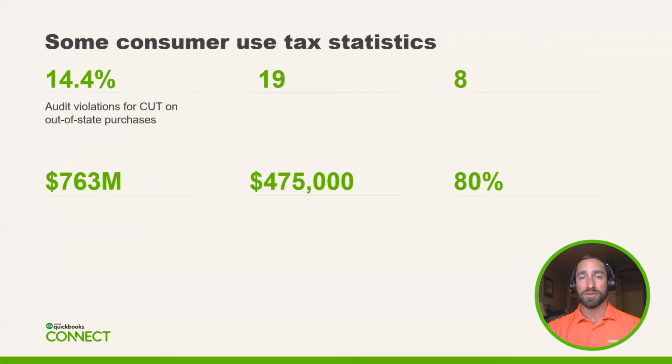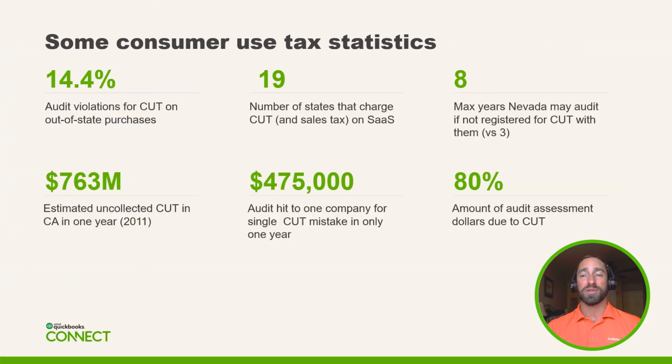And here's some really cool statistics. So let me get these all up on the screen here. So 80%, I always go to the last one, 80% was the amount of audit assessment dollars due to consumer use tax. So just by not doing it at all, that makes up 80% of an audit, right? 19 states charge consumer use tax on software as a service. 763 million estimated uncollected consumer use tax in California in 1 year, and that was just 2011. So these are some really important things as it relates to being compliant. Number one, getting compliant, staying compliant, and having that plan of attack so you can scale your business as you have to get registered in additional states.